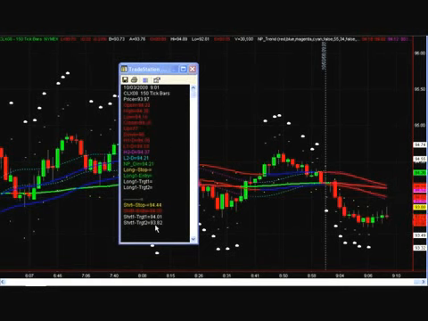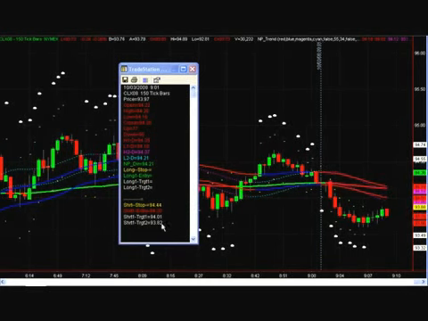And my target, as you can see here, the larger dot down here was 93.82, which I went ahead and hit. So that's overall 26 cents. I had 1 cent of slip, so I ended up making 25 cents on this trade. And now I'm flat, and I'm waiting on my next trade.